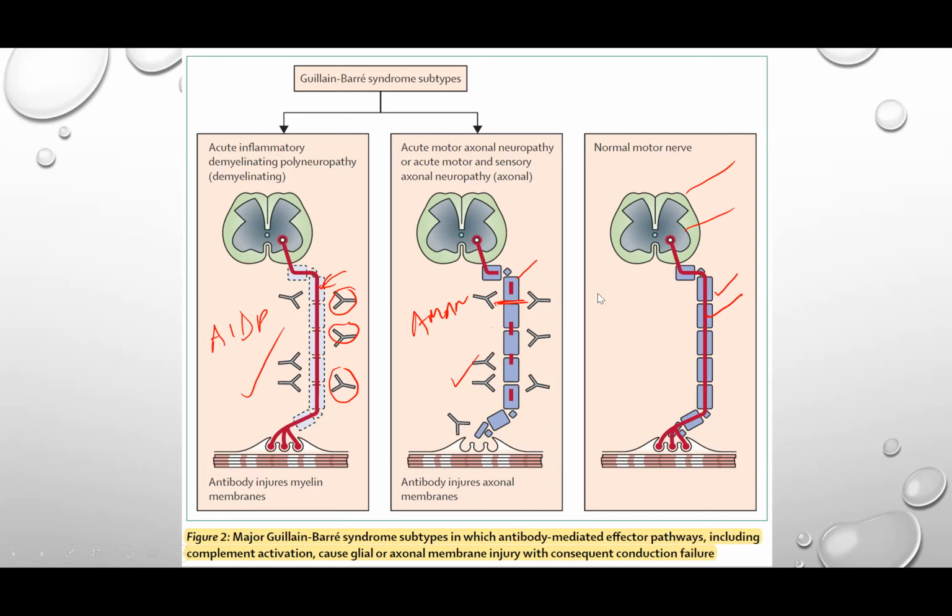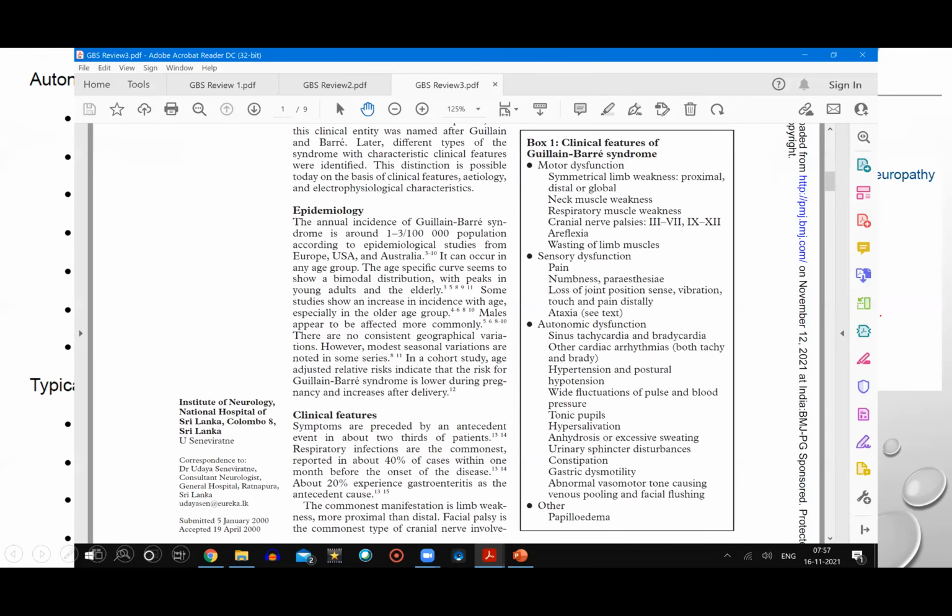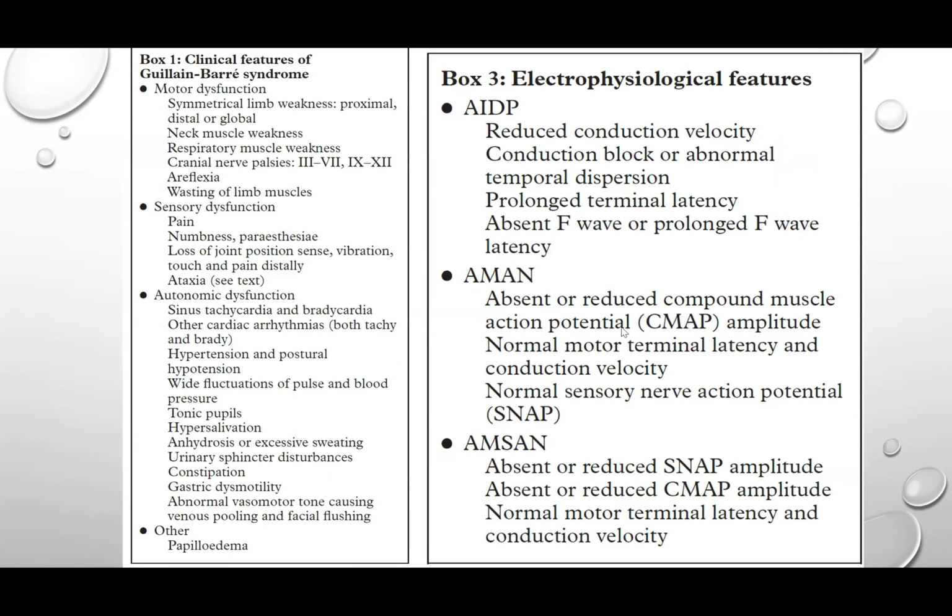And this is the normal picture, a very nice picture to understand what exactly is happening. Look here. Clinical features of Guillain-Barré: motor dysfunction, sensory dysfunction, autonomic dysfunction. Motor dysfunction: symmetric limb weakness, proximal, distal or global, neck muscle weakness, respiratory muscle weakness, cranial nerve paralysis of the oculomotor nerves and the facial nerve, and then the pharyngeal nerves, 9 and 12. So 9, 12, 7, and then the oculomotor nerve.